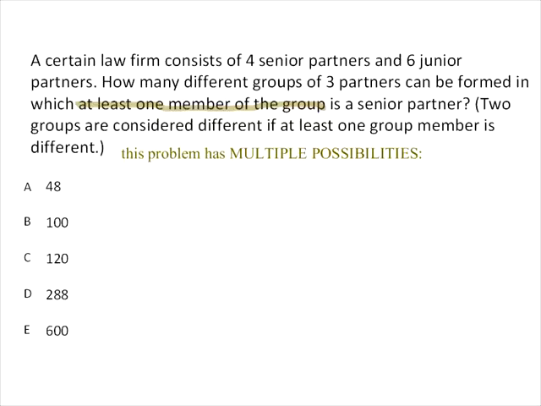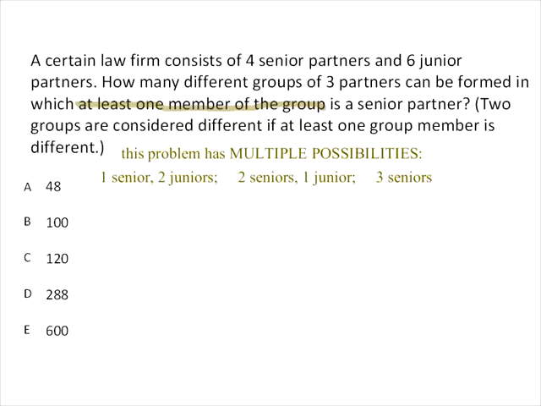Okay, there could be, because there's 3 members of the group, so at least one of them has to be a senior partner, but that's all we know. So you could have 1 senior partner, 2 juniors. You could have 2 seniors, 1 junior, or you could have 3 seniors, and that's it.